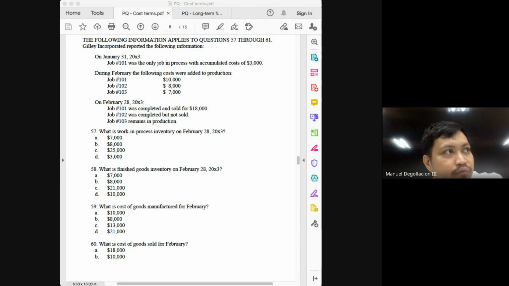So when we talk about cost of goods manufactured, class, this is the amount of cost that will be transferred from your work in process to your finished goods inventory. So what happened to job 101? It was started and completed, so it will be transferred to your finished goods. The same for your job 102. But your job 103 will not be part of your cost of goods manufactured because it is not yet completed. So our cost of goods manufactured will only be composed of job 101 and 102.